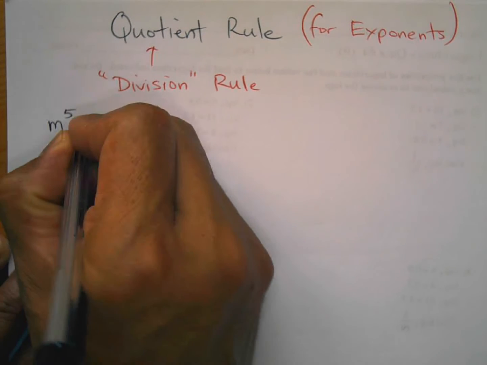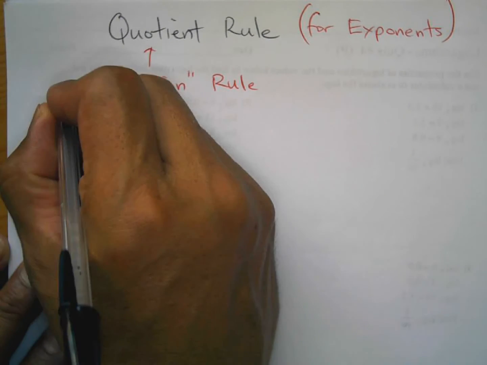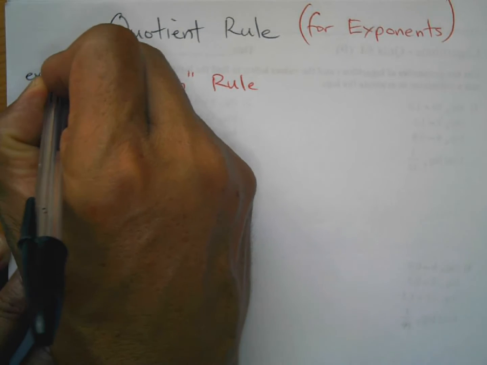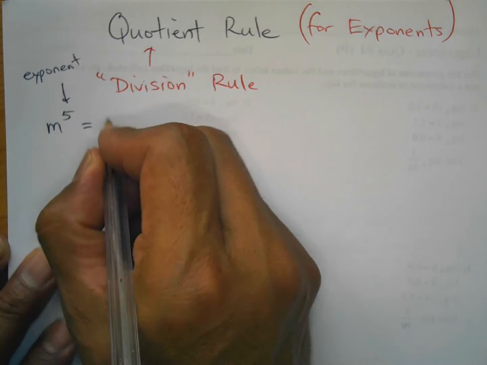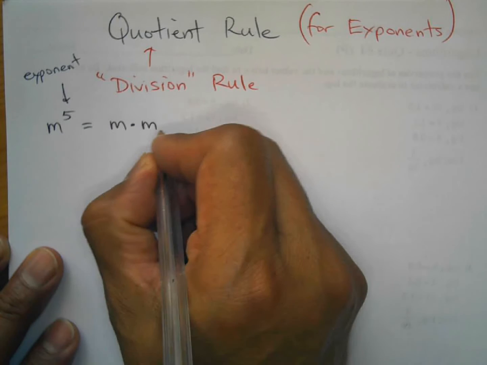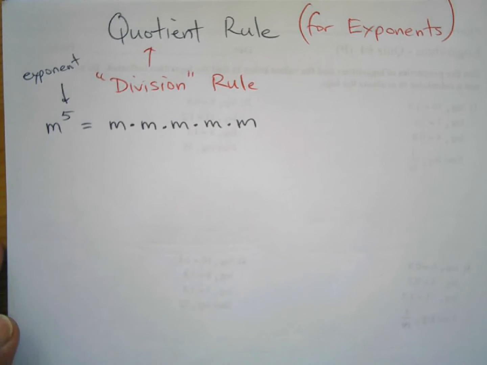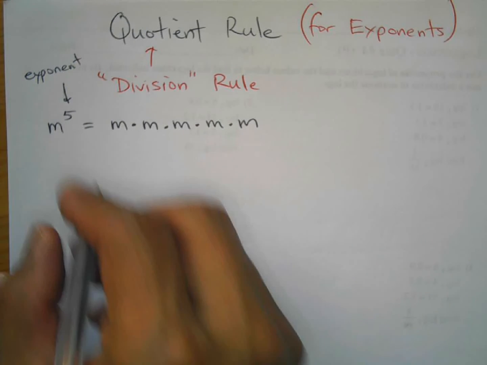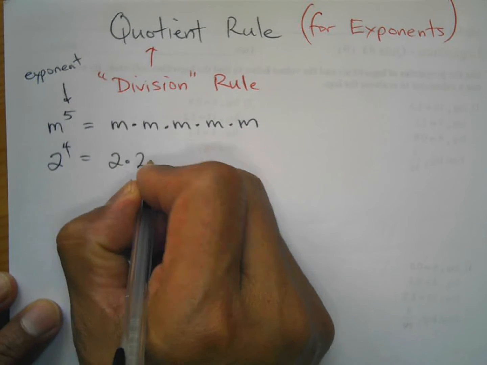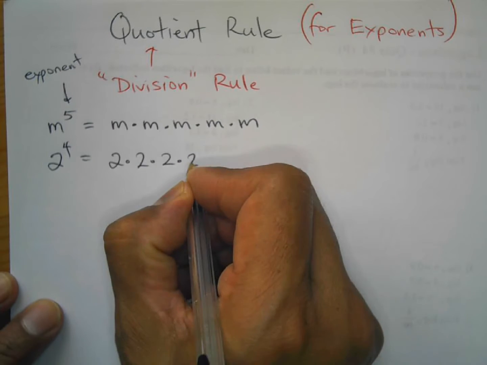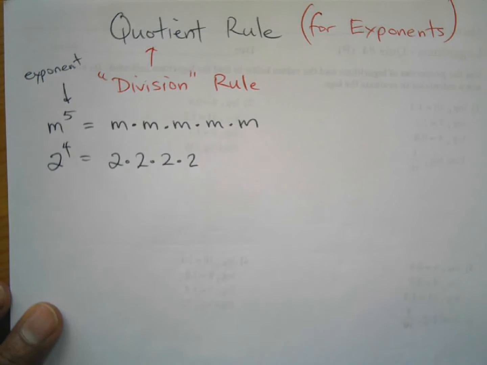So we know that m to the power of 5 is the same as, right? We know an exponent, right? This is your exponent. That means that this base is being multiplied to itself. How many times? 5 times. You understand that? Okay, we've done that. And even if it's a number, 2 to the power of 4, that means 2 times 2 times 2 times 2, right? You're going to multiply this to itself 1, 2, 3, 4 times.